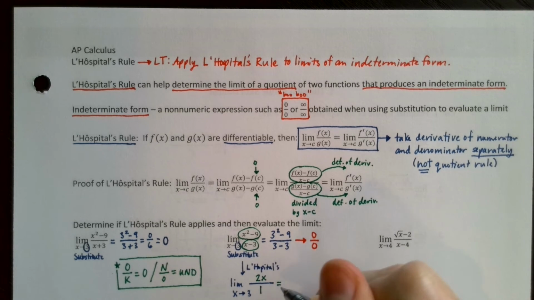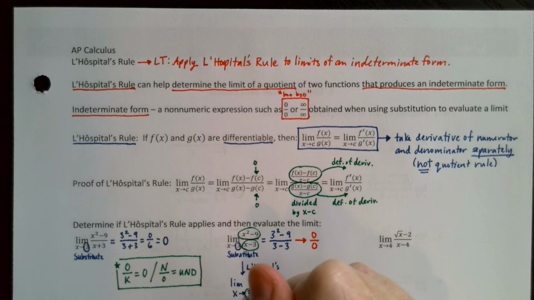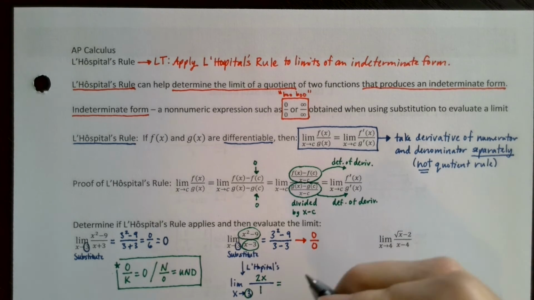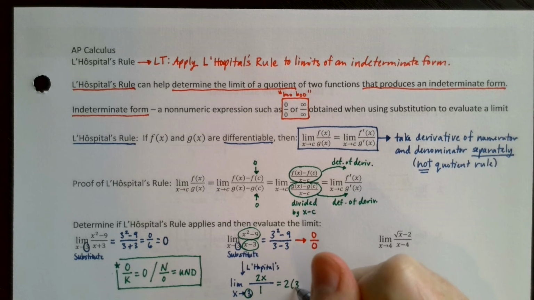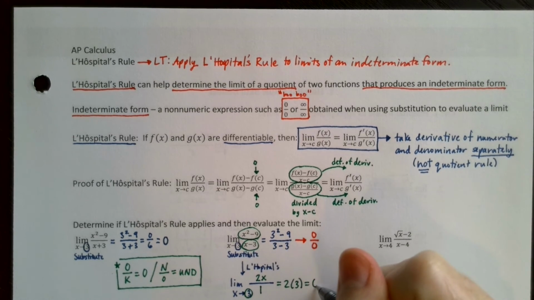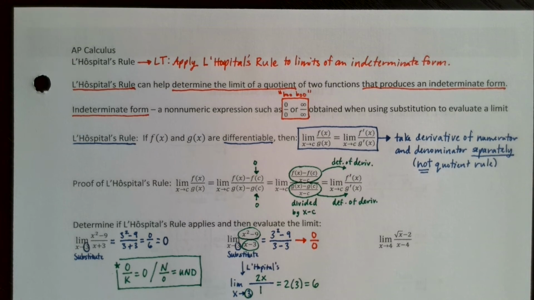Once we have that expression, 2x is a much simpler thing to substitute into. So we will try to substitute again. 2x equals 2 times 3. So our final answer for this problem is 6.